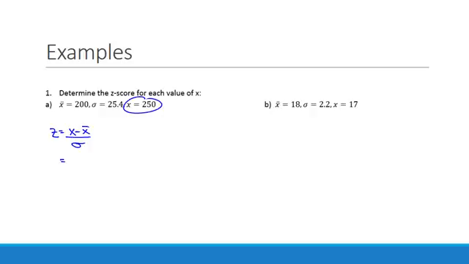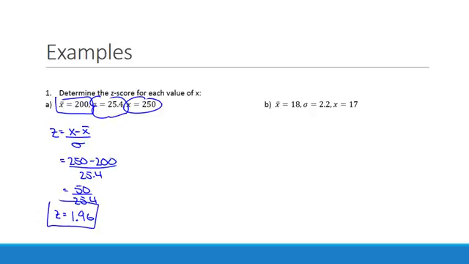So there's my x value, 250, minus my average, which is 200, divided by the standard deviation, which is 25.4. So do the math: 50 divided by 25.4 works out to 1.96. So I have a z-score of 1.96. I then would go to my z-table, which we'll do in the next example.